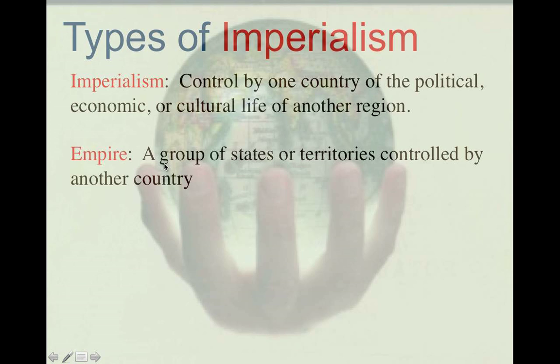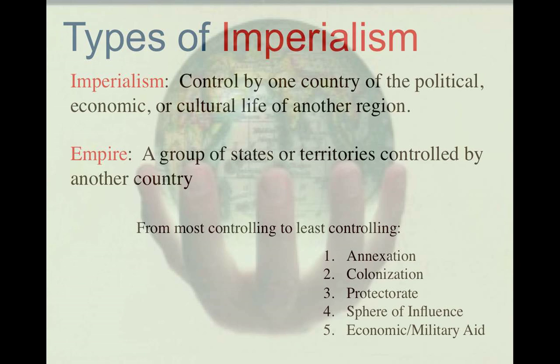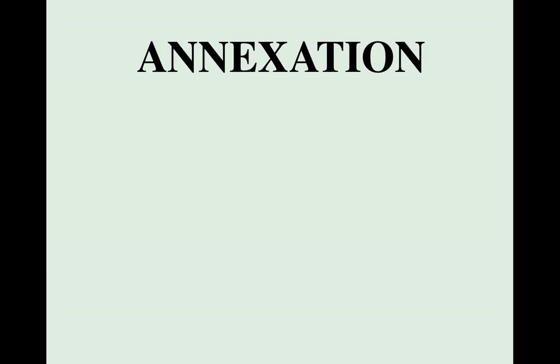You can think of Star Wars or something like that, the evil empire. And these are the five that we're going to talk about: annexation, colonization, protectorate, sphere of influence, and military/economic aid. They're listed here from the most controlling to the least controlling. So let's start off with annexation.